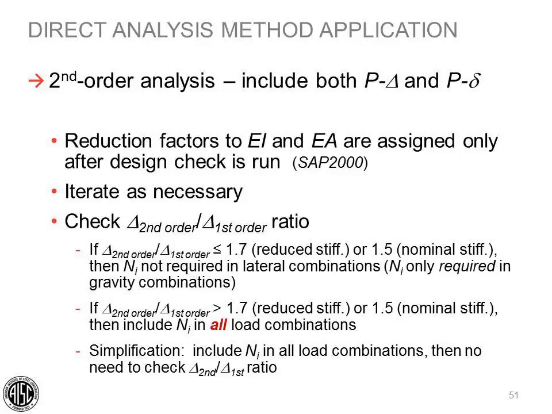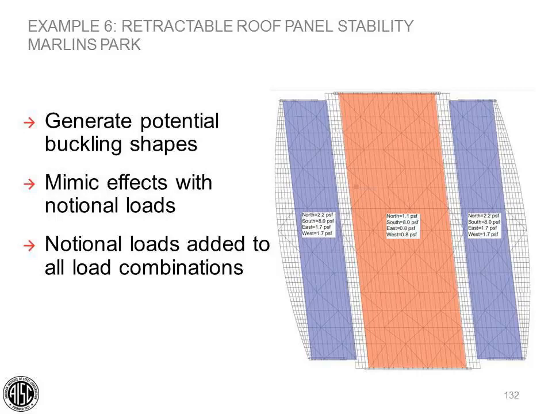Okay, thank you. The next question, I think this is referring to slide 132. For this long span roof truss, the notional load is applied at the top chord level only. Why is that?